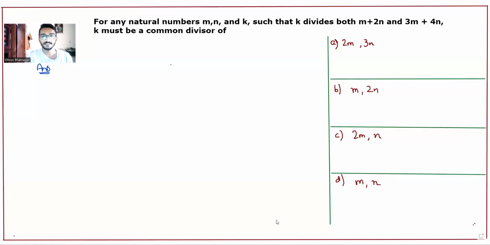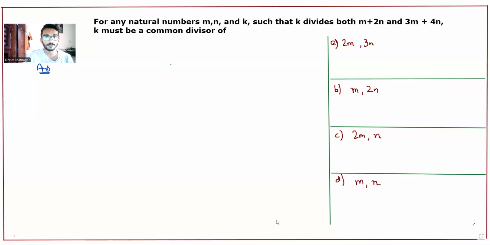Hello there. Let's move on to the next question. This question is based on HCF. Let's read the question. For any natural numbers m, n, and k such that k divides both m plus 2n and 3m plus 4n, k must be a common divisor of which of the following four options?